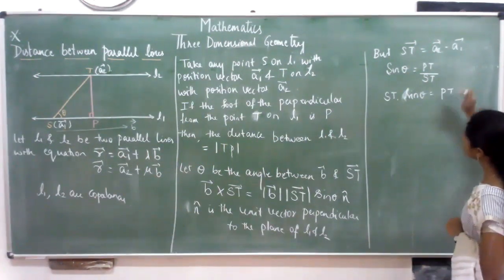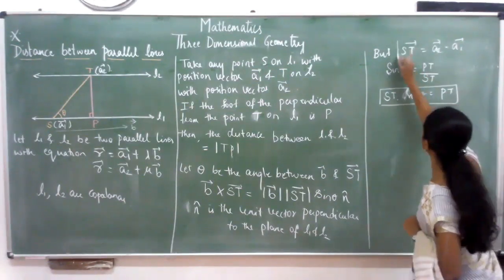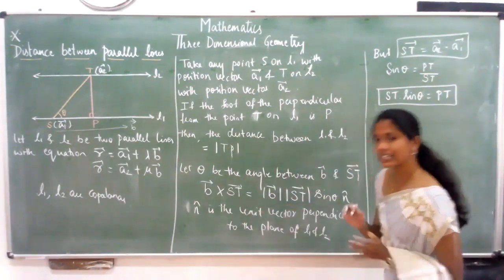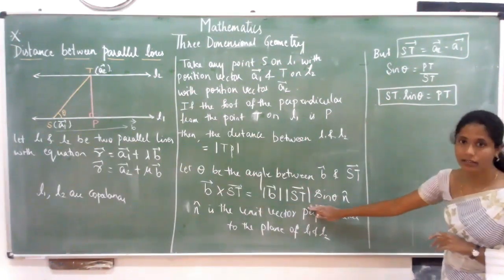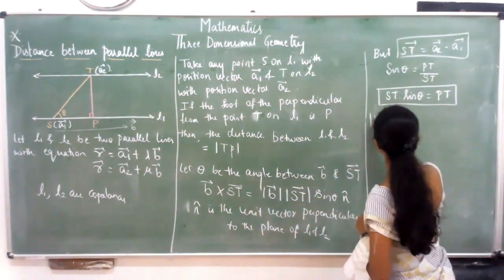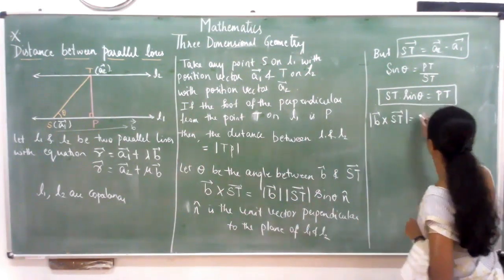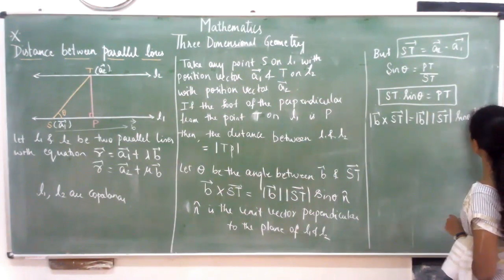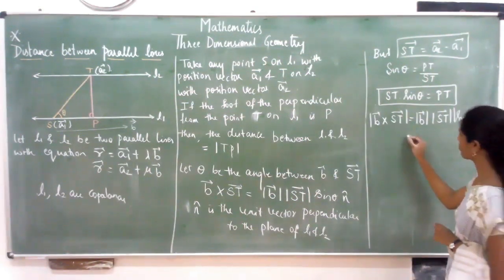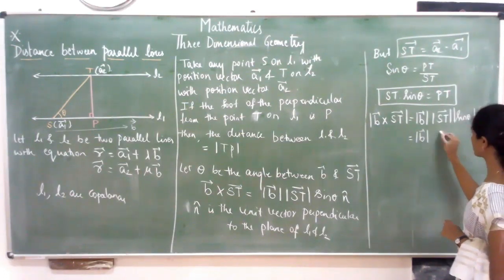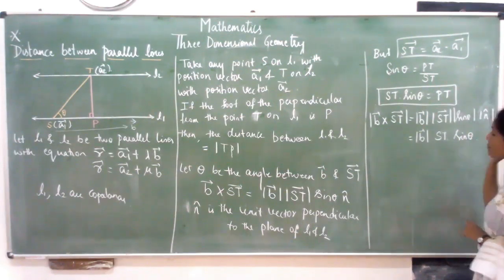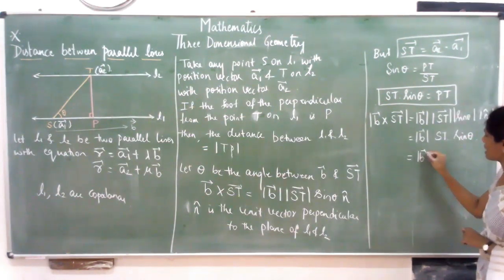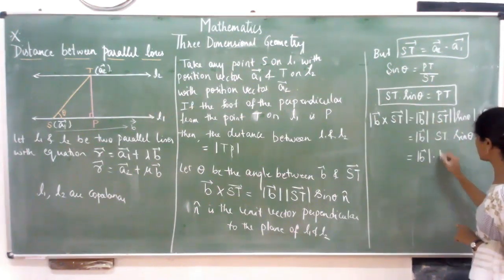Okay, so I am going to substitute these two values in this equation. As we are finding the distance between the two parallel lines, we need only the positive value. So take the magnitude for this equation. So magnitude of vector B cross vector ST will be equal to magnitude of vector B, magnitude of vector ST, magnitude of sine theta into magnitude of n cap. Therefore, this is equal to magnitude of B, magnitude of ST into sine theta, into magnitude of a unit vector, which is 1. Therefore, this is equal to, what is ST into sine theta? We already know ST into sine theta is PT.